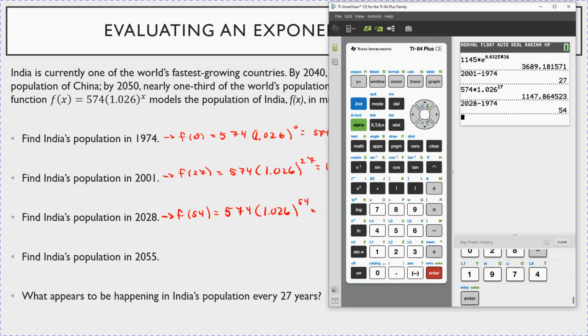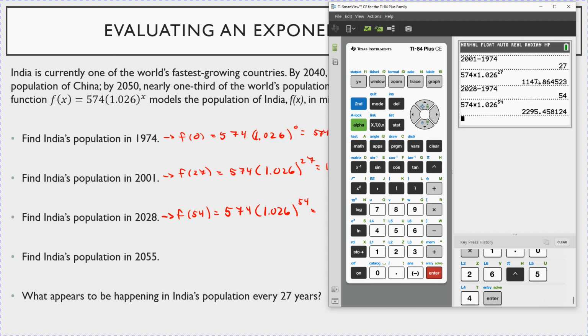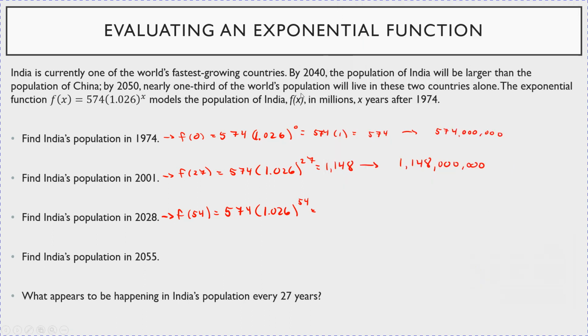Well, trusty calculator. 574 times 1.026 raised to the 54 power. Wow, that's wild. It really looks like it's doubled. 2,295 when I round it. So it looks like it should be over 2 billion people.